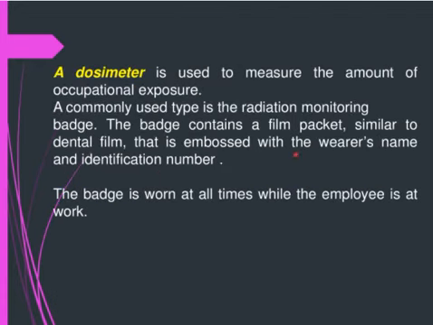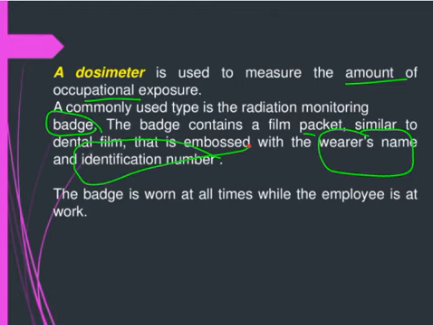So a dosimeter, it's asked in your exam. What is a dosimeter? It's a device that can be used to measure the amount of occupational exposure. Okay, the amount of occupational exposure can be measured with the device which is called a dosimeter. And the common type used is the film badge. So film badges contain a film packet similar to the dental film that is embossed, embossed means it has the name of the person who wears it with their identification number.